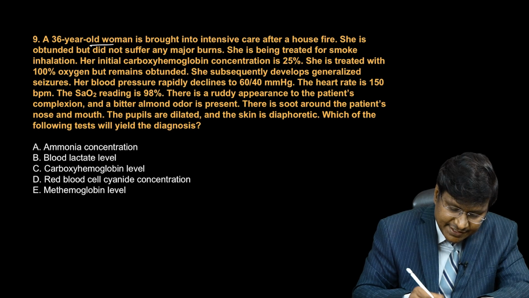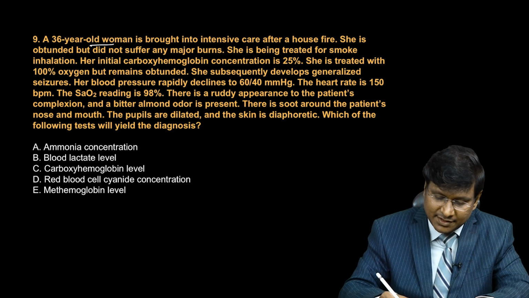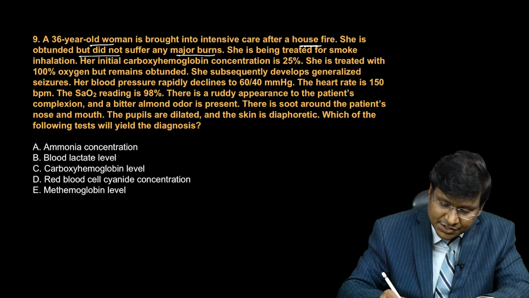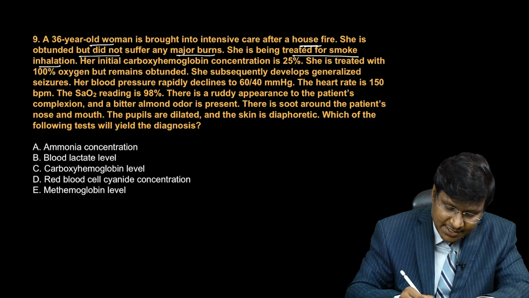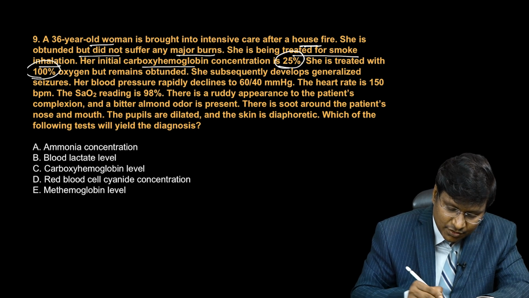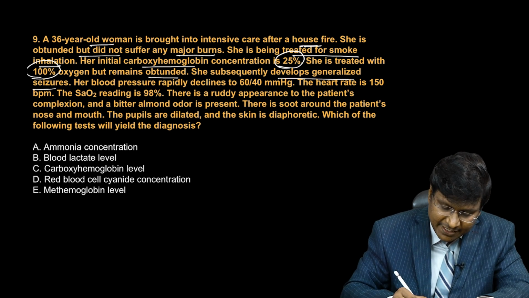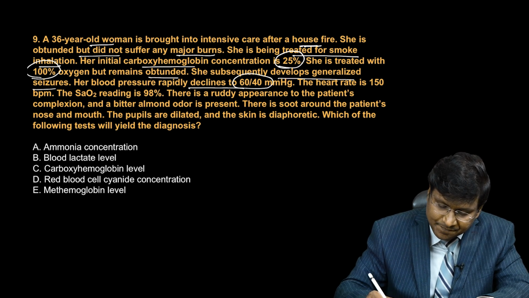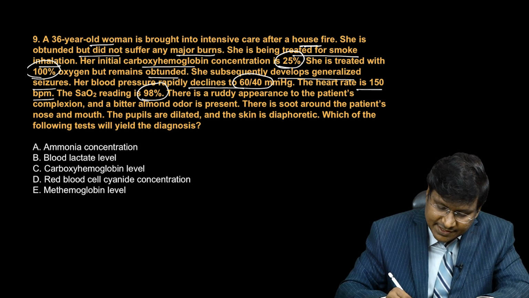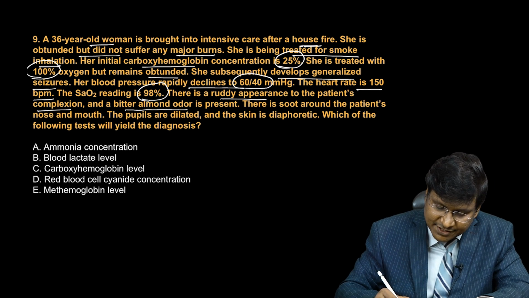Next question. A 36-year-old woman is brought into the intensive care after a house fire. She is intubated but did not suffer any major burns. She is being treated for smoke inhalation. Her initial carboxyhemoglobin concentration is around 25% and she is treated with 100% oxygen but remains obtunded. She subsequently develops generalized seizures. Her blood pressure rapidly declines to 60/40. The heart rate is around 150 beats per minute. Saturation is 98%. There is a ruddy appearance to the patient's complexion and a bitter almond odor is present.